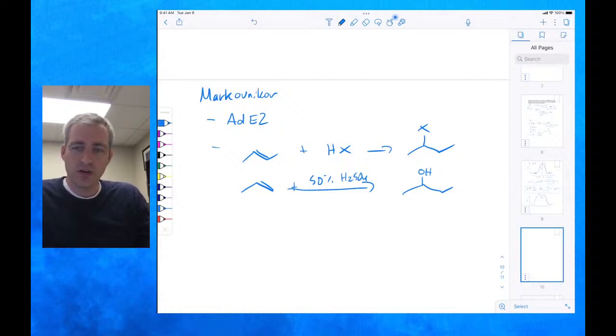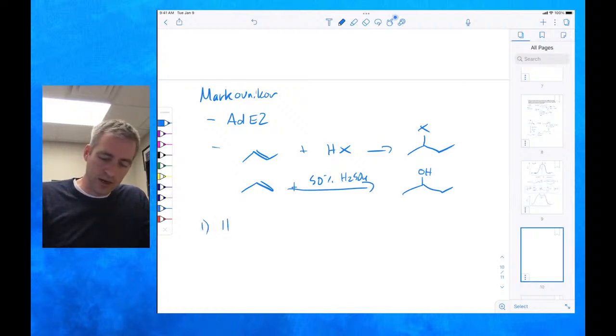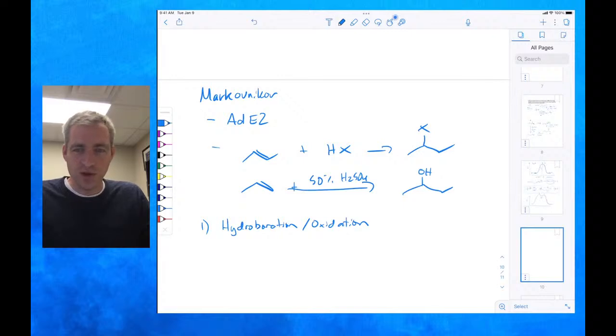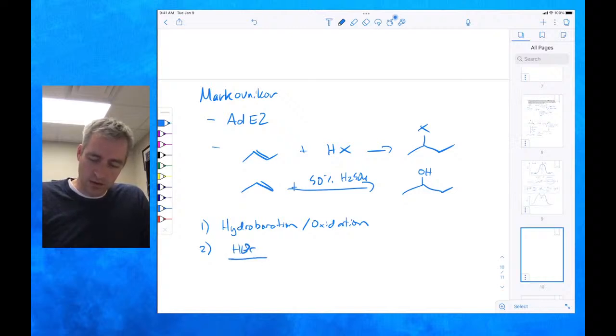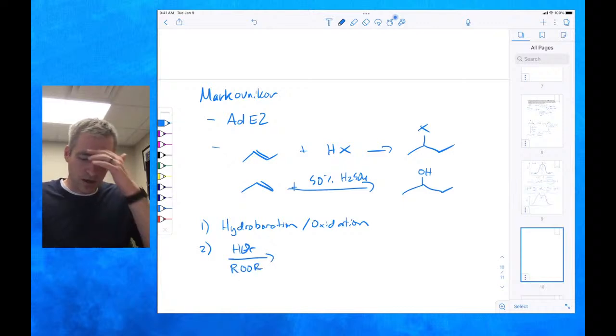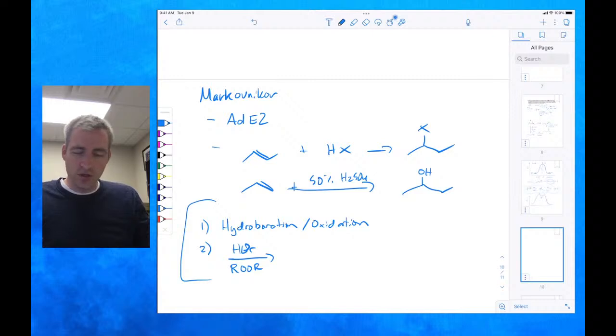I guess the easy way for Markovnikov is there's only two reactions that are anti-Markovnikov. One of them is hydroboration-oxidation. When I say there's only two, I mean that we covered. We only covered certain reactions. The second one that we covered was radical addition of HBr. That's also anti-Markovnikov. So those are the two reactions that are anti-Markovnikov. All other addition reactions are Markovnikov.